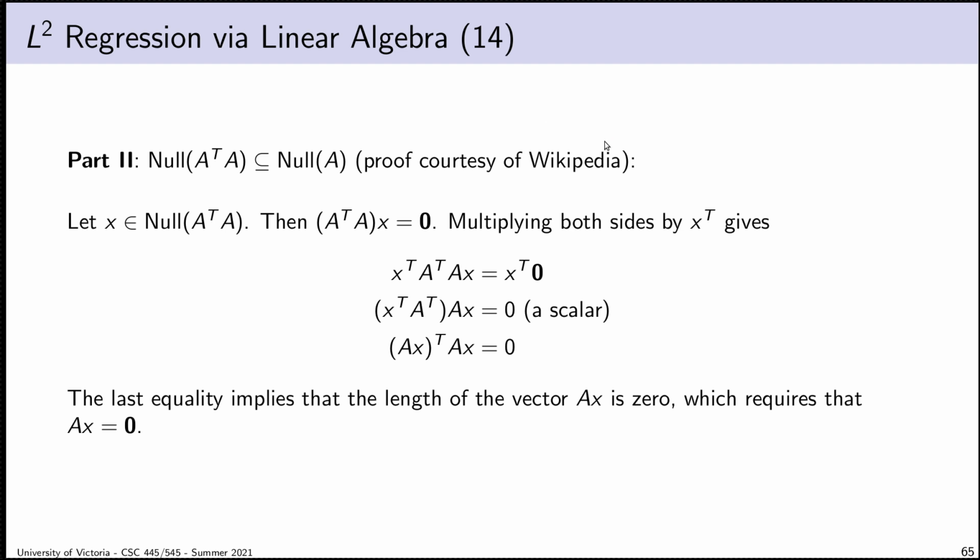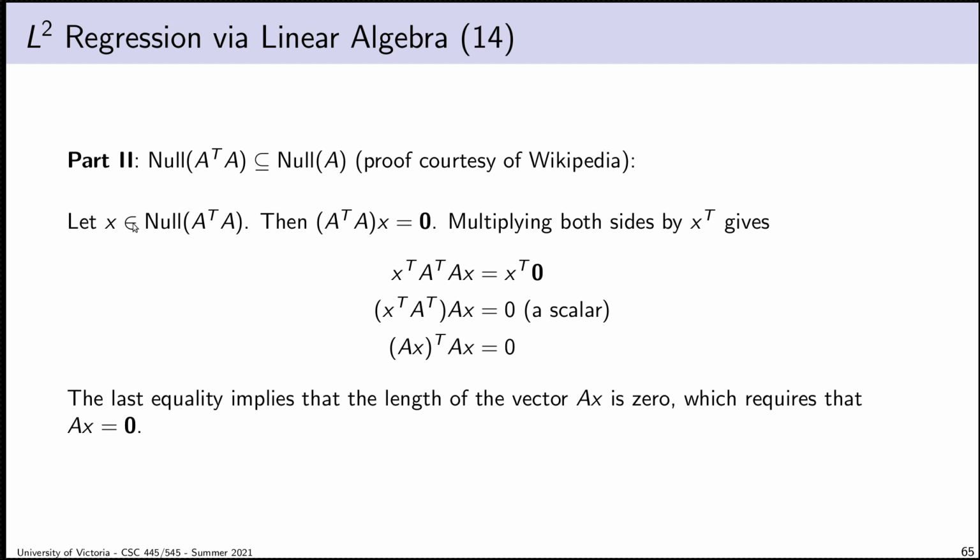So I want to show that anything in the null space of A transpose A has to be in the null space of A. This is a case where I went looking for a concise proof of this that didn't sort of go all over the place or need advanced stuff, and Wikipedia had this really clever one that I thought is worth seeing for so many different reasons.